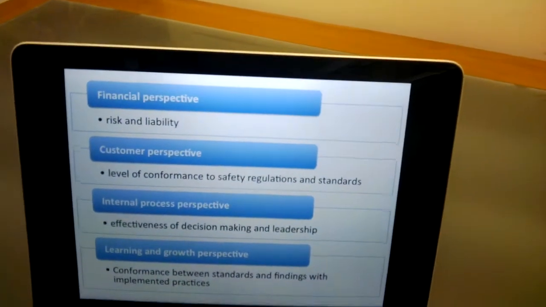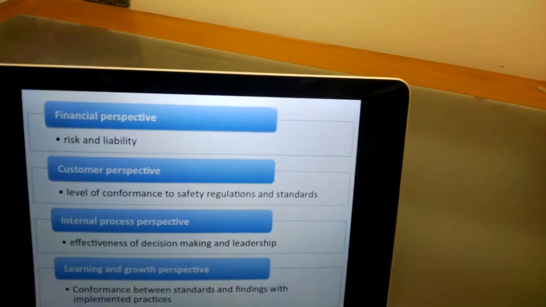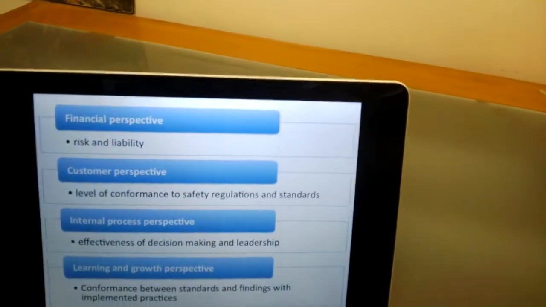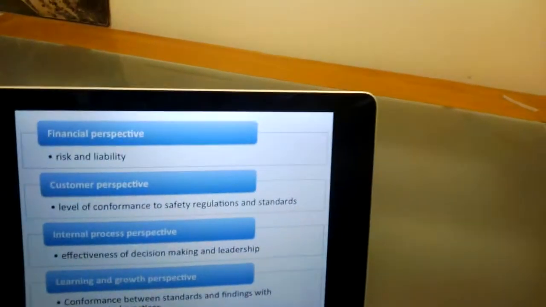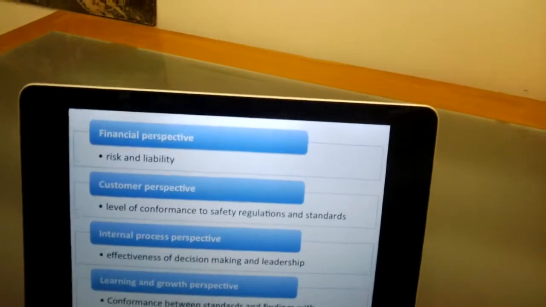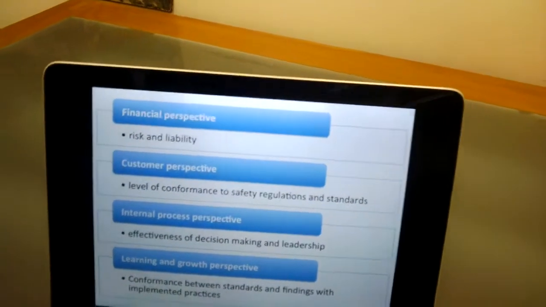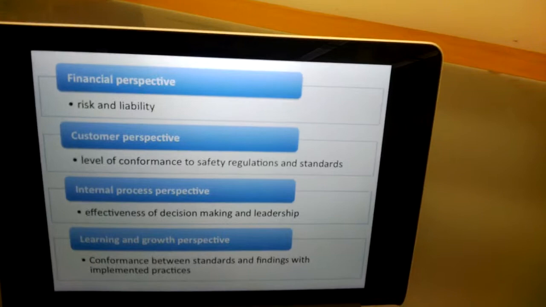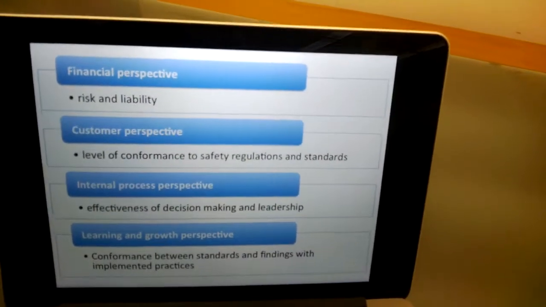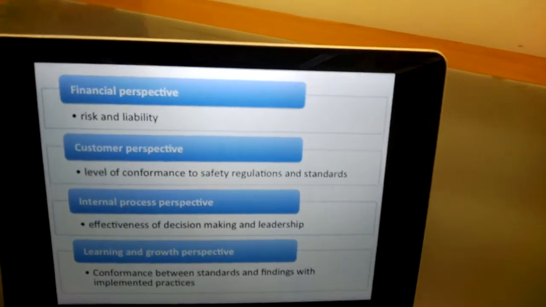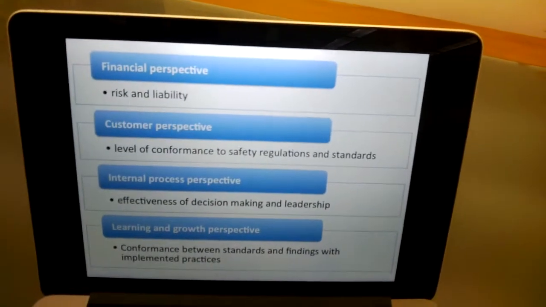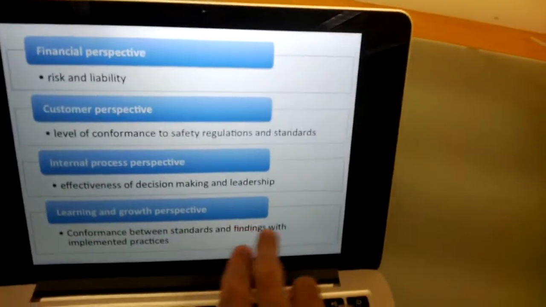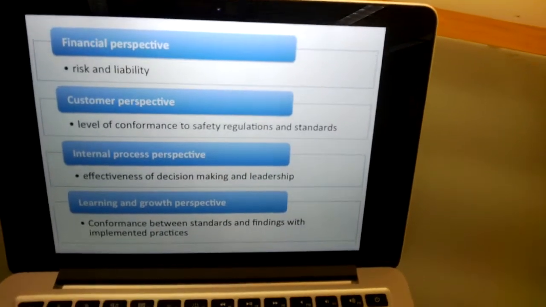In terms of the customer perspective, is there any conformance to safety regulations and standards? How well does the level meet the conformance of regulations and standards, assuming that the customer, which is the people of Japan and residents of Fukushima, requires such conformance? From the internal processes perspective, what is the effectiveness level of decision making and leadership? How fast could communication happen to mitigate any problem if it happens? In terms of the learning and growth perspective, is there conformance between international standards and findings and the implemented practices?